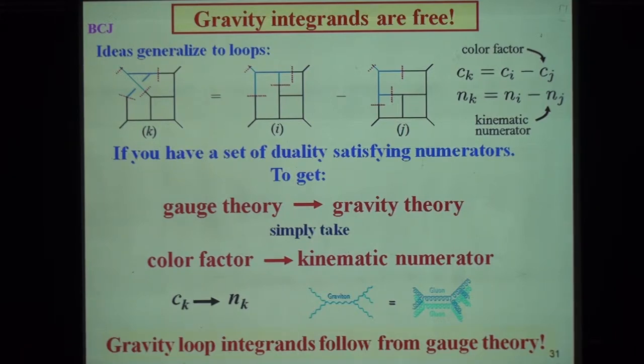So there's some numerator in there, a kinematic numerator. And the statement is the following. If you can find a set of numerators that satisfies this duality between color and kinematics, by which I mean that the algebra is the same, then if I want to go between gauge theory and gravity theory, I take the color factor and replace it with the kinematic numerator. It's like magic. And then the graviton is like two gluons. And this is not the free field theory. This is the fully interacting theory, and we're talking about loop level.